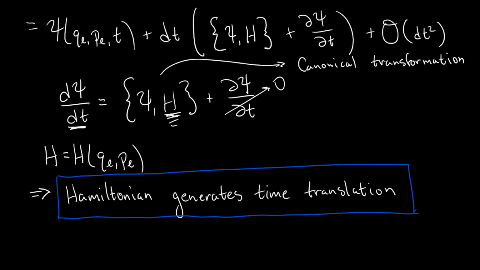Okay, so now let's go ahead and look at an interesting case. What we're going to do is take the function psi of q and p that I had before and replace it with my Hamiltonian. The Hamiltonian is just some function of q's and p's, just like the psi was as well.